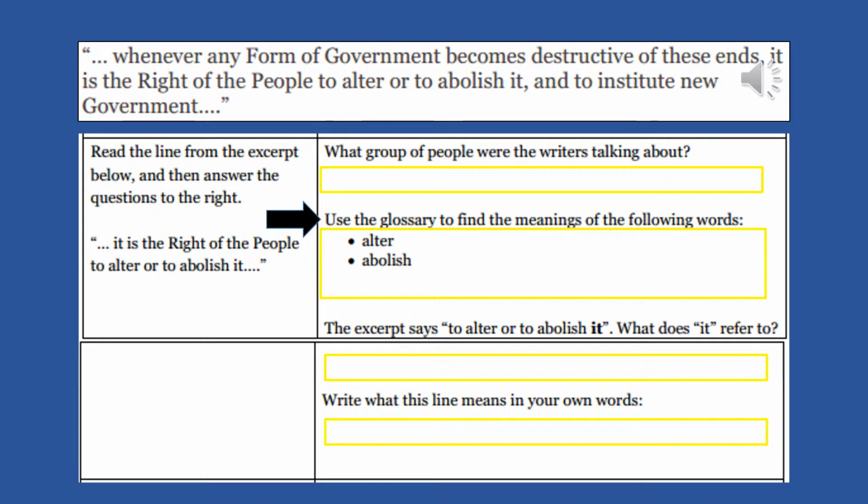Finally, the last question in this section. The excerpt says to alter or to abolish it. What does it refer to? Write what this line means in your own words.